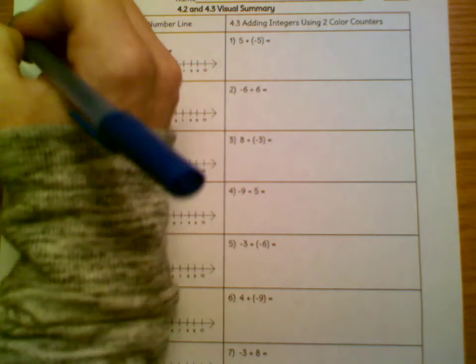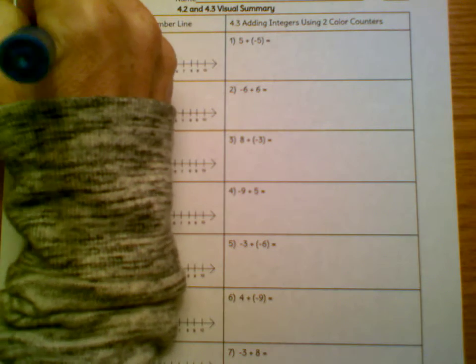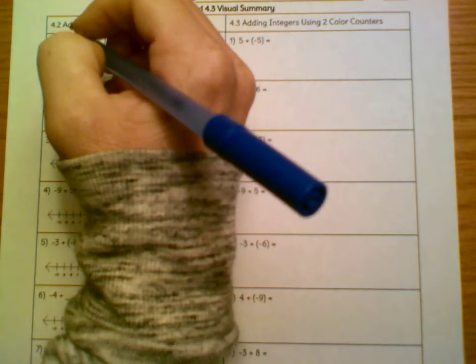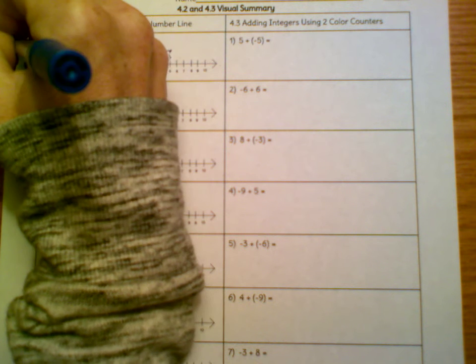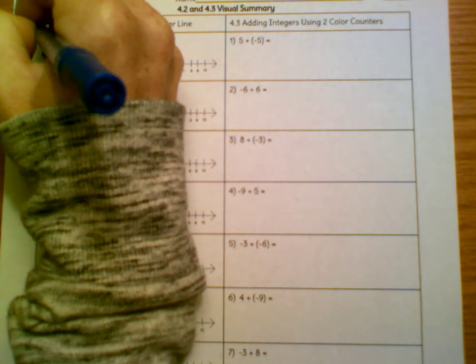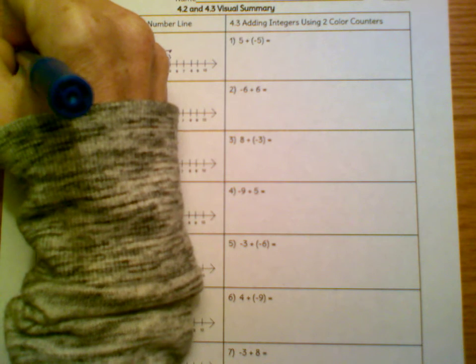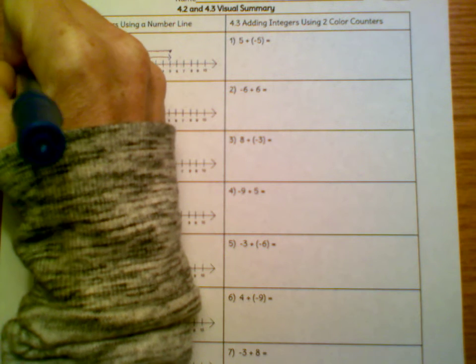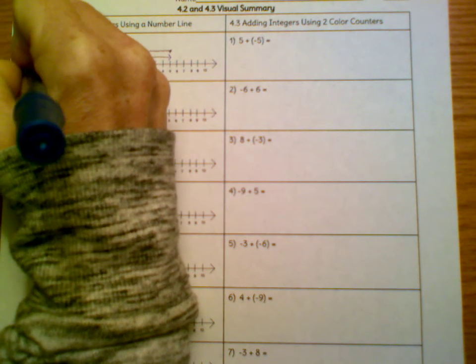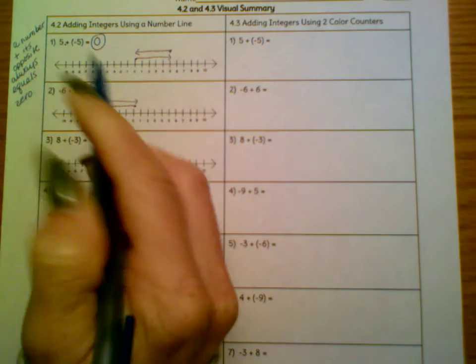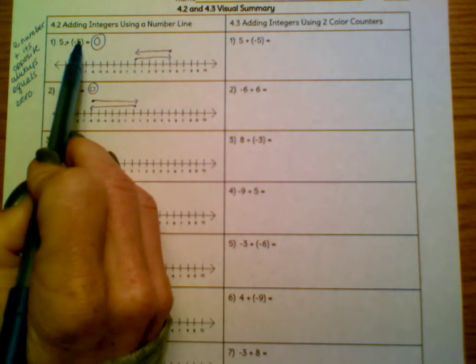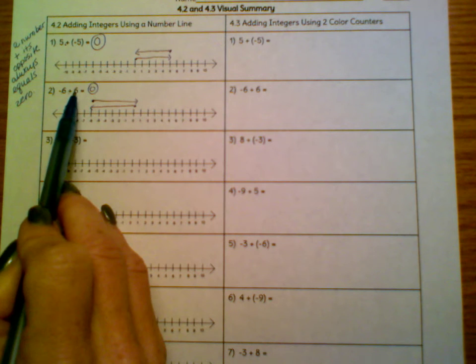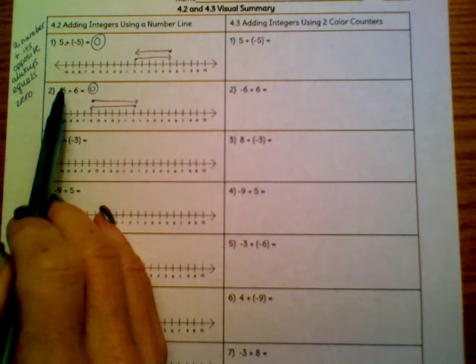Hopefully what you should notice, and let's just make a little note here because this is number 1 and 2, is an example of anytime I have a number plus its opposite, that always equals 0. Okay, so a number plus its opposite. So the opposite of 5 is -5. The opposite of -6 is +6. When I add a number and its opposite, it always equals 0. So this is the visual for why that happens.